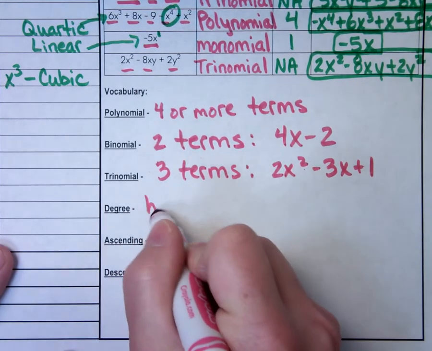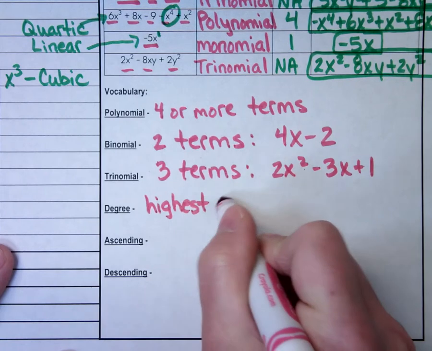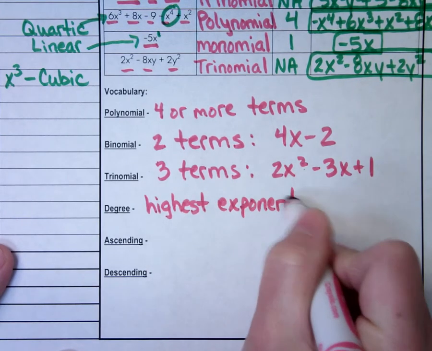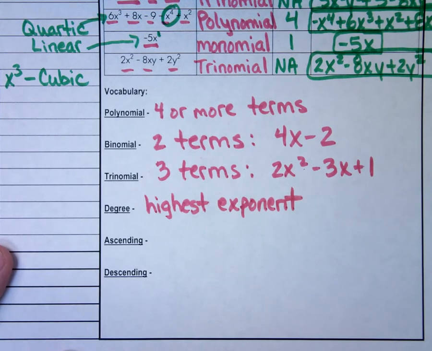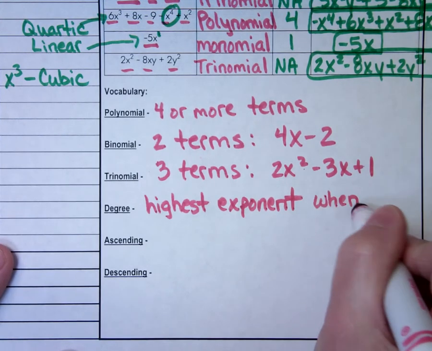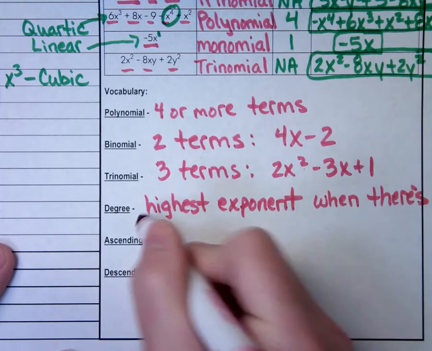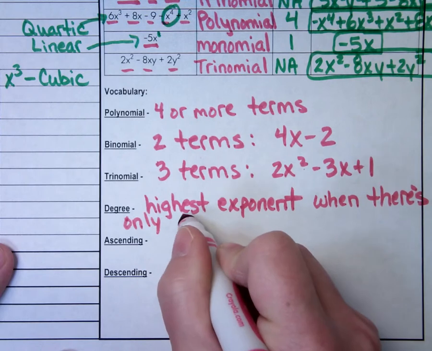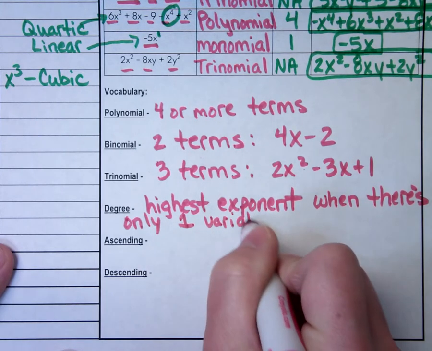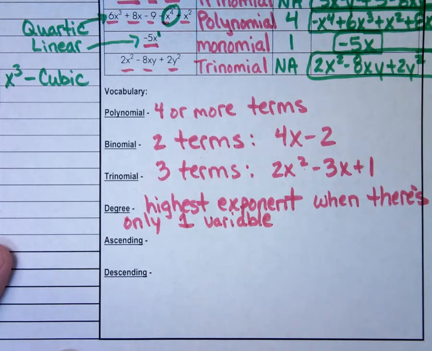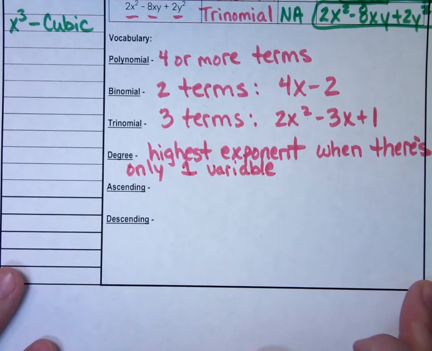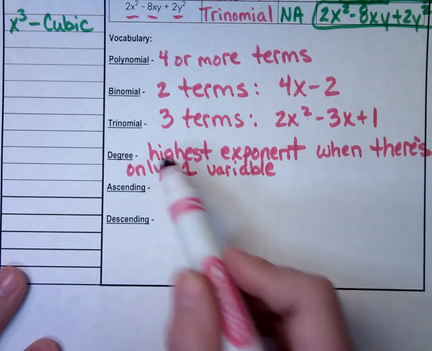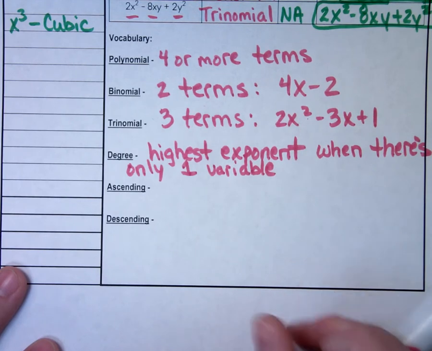The degree is the highest or biggest exponent, however you like to think of that, the highest exponent or the biggest exponent when there's only one variable. Okay, so the degree is the highest exponent or the biggest exponent when there's only one variable in the problem, which is what we were practicing up above.